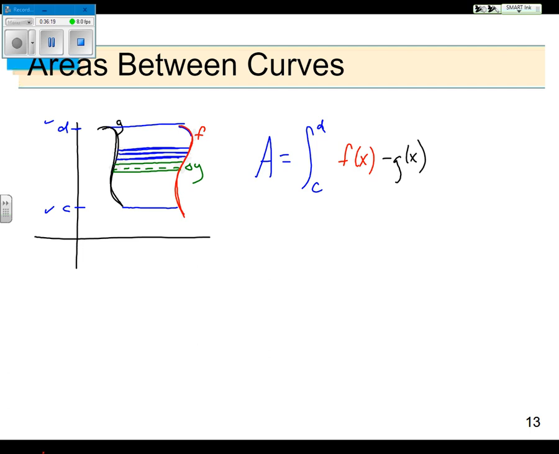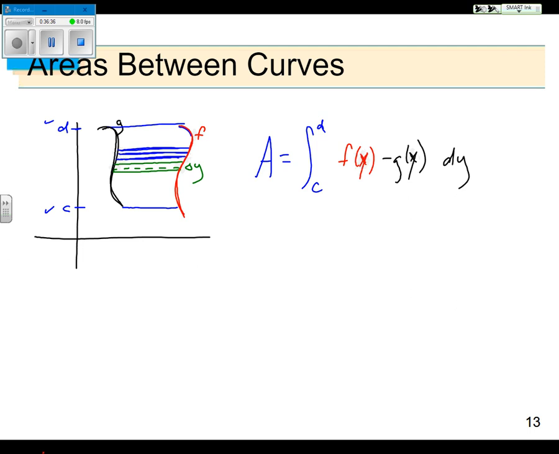Uh-oh, you guys see what I did wrong? My left function of y. Remember, these aren't going to be functions of x's anymore. They're going to be functions of y, meaning that I will have a dy out here.